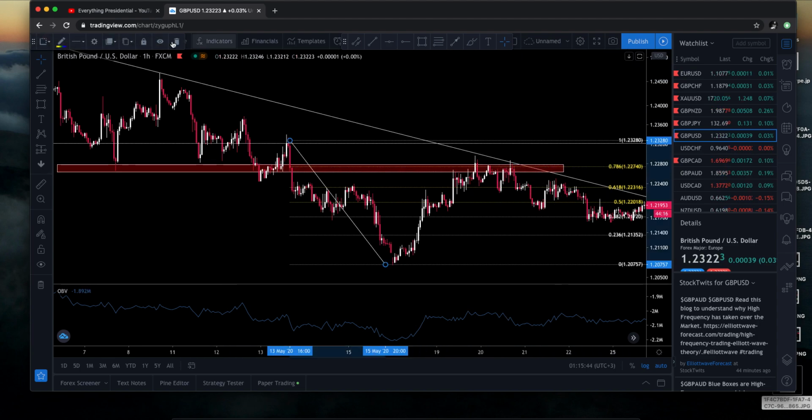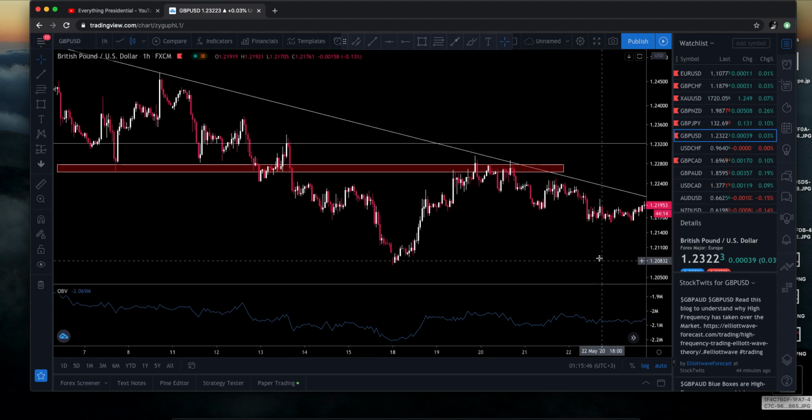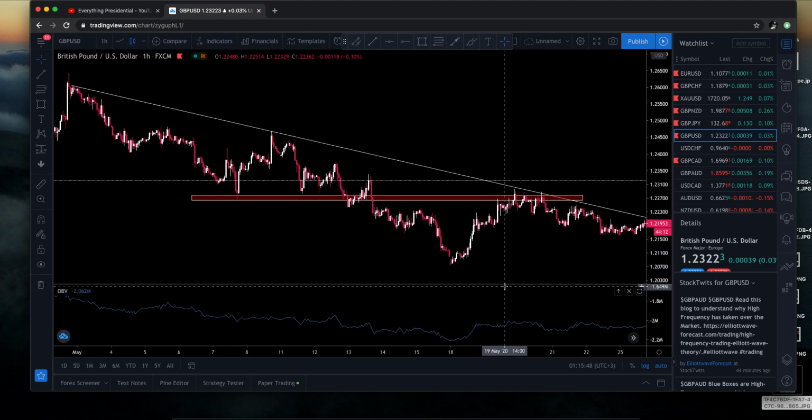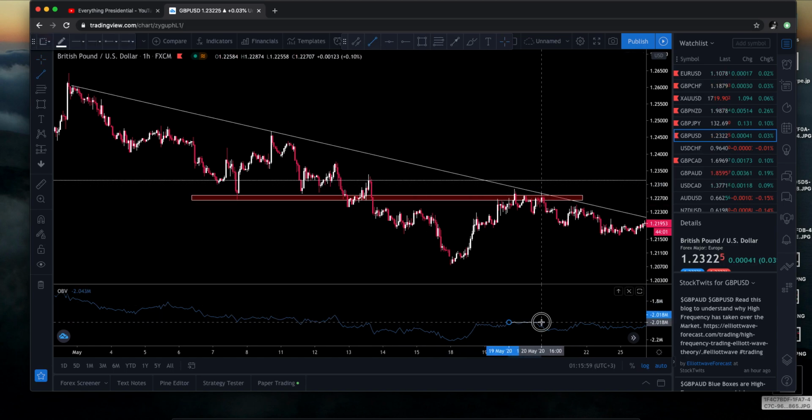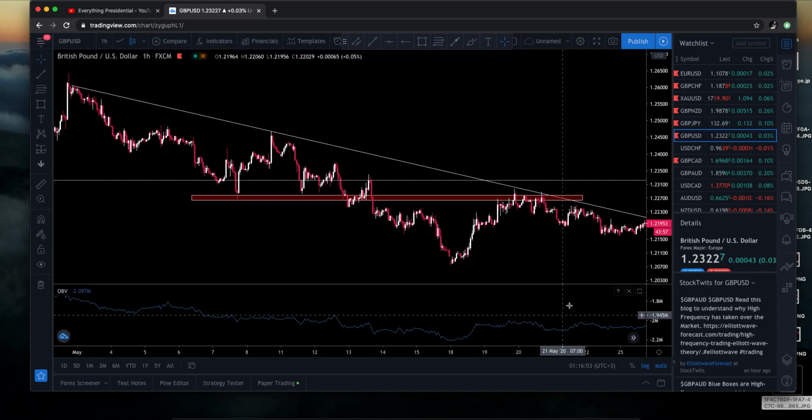So what I did was, I'll show you guys one more confirmation. Over here, you can see that the price is making equal highs. But on the indicator, on the OBV, the price is making lower highs. That's on the 1-hour time frame. So we have bearish hidden divergence, which means that the trend is going to continue lower.